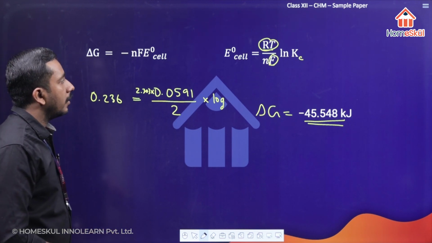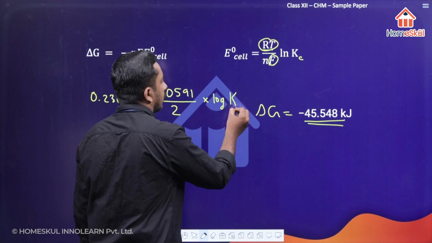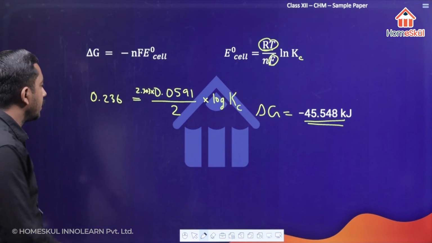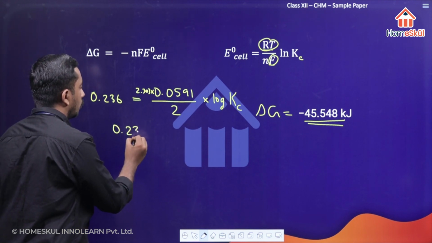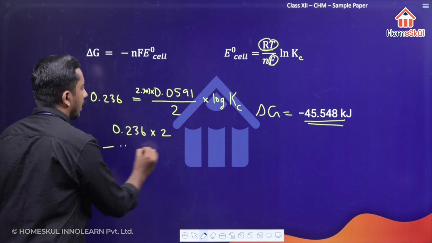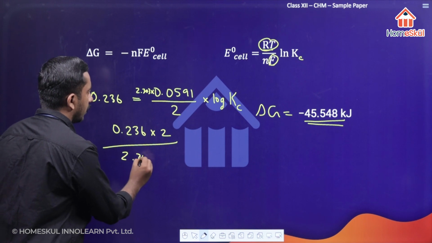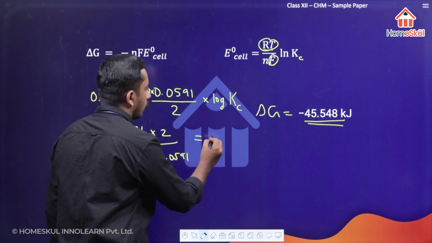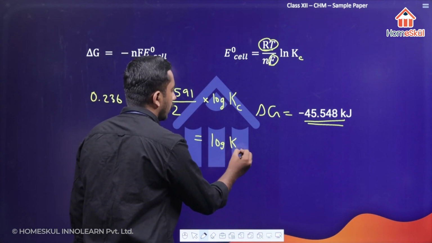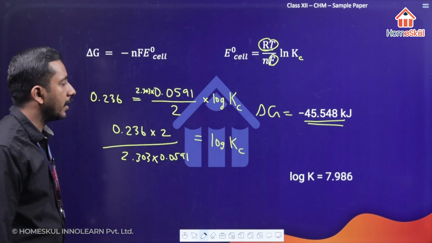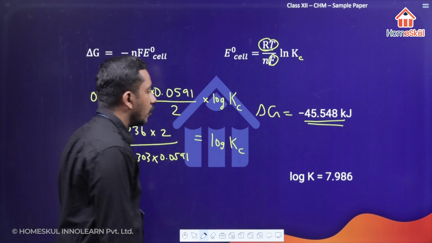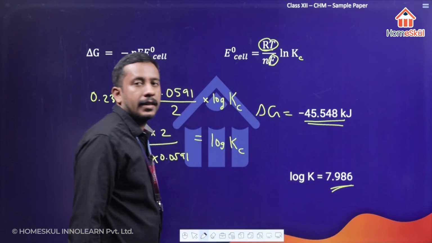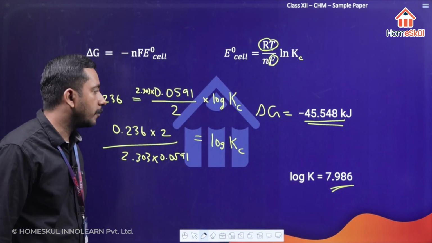And how can we find the value of Kc? That is the value we have to find out, right? The value of log Kc will be 0.236 into 2 divided by 2.303 into 0.0591, and that will be the value of log Kc. After simplification, log Kc will be obtained as 7.986. But we have to find the value of Kc, right?